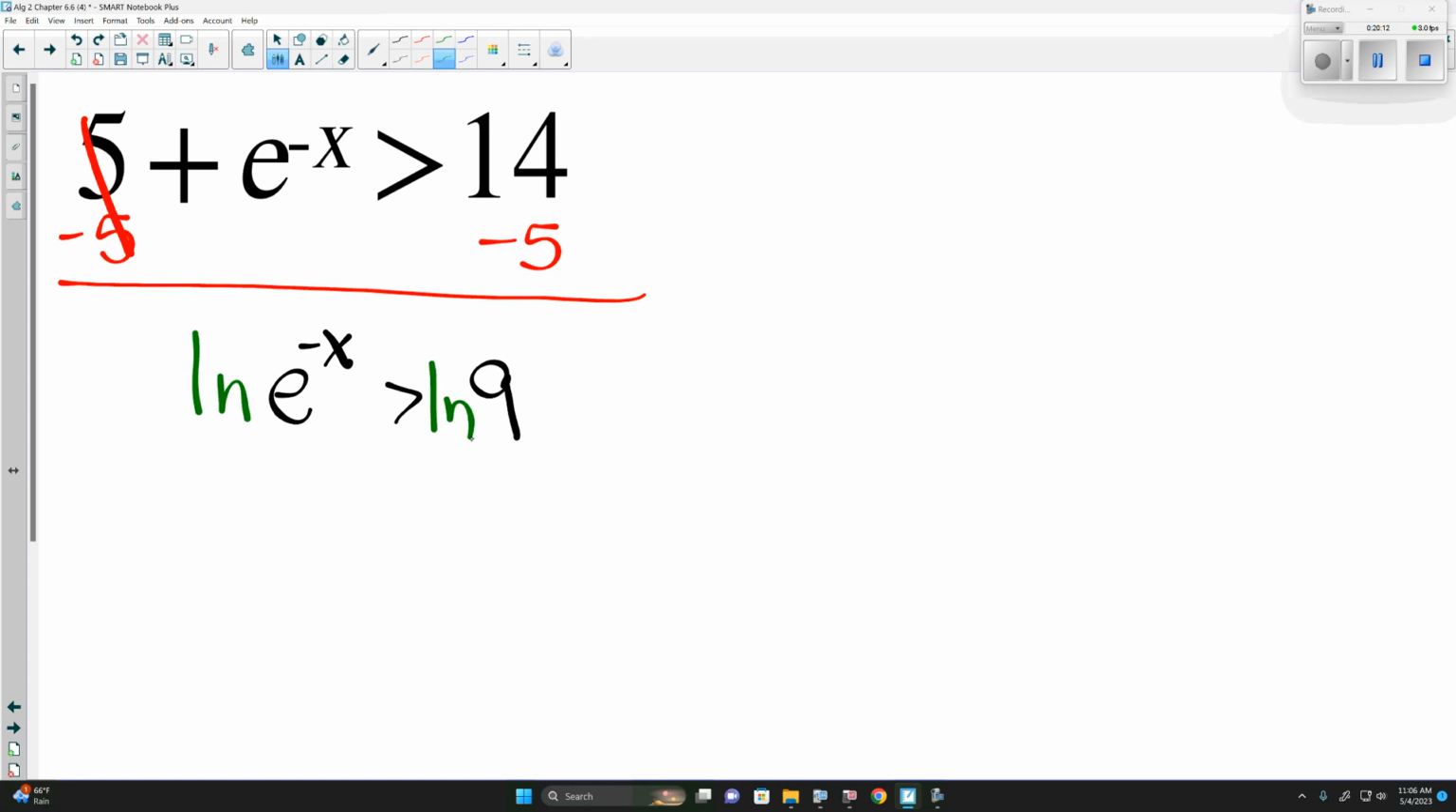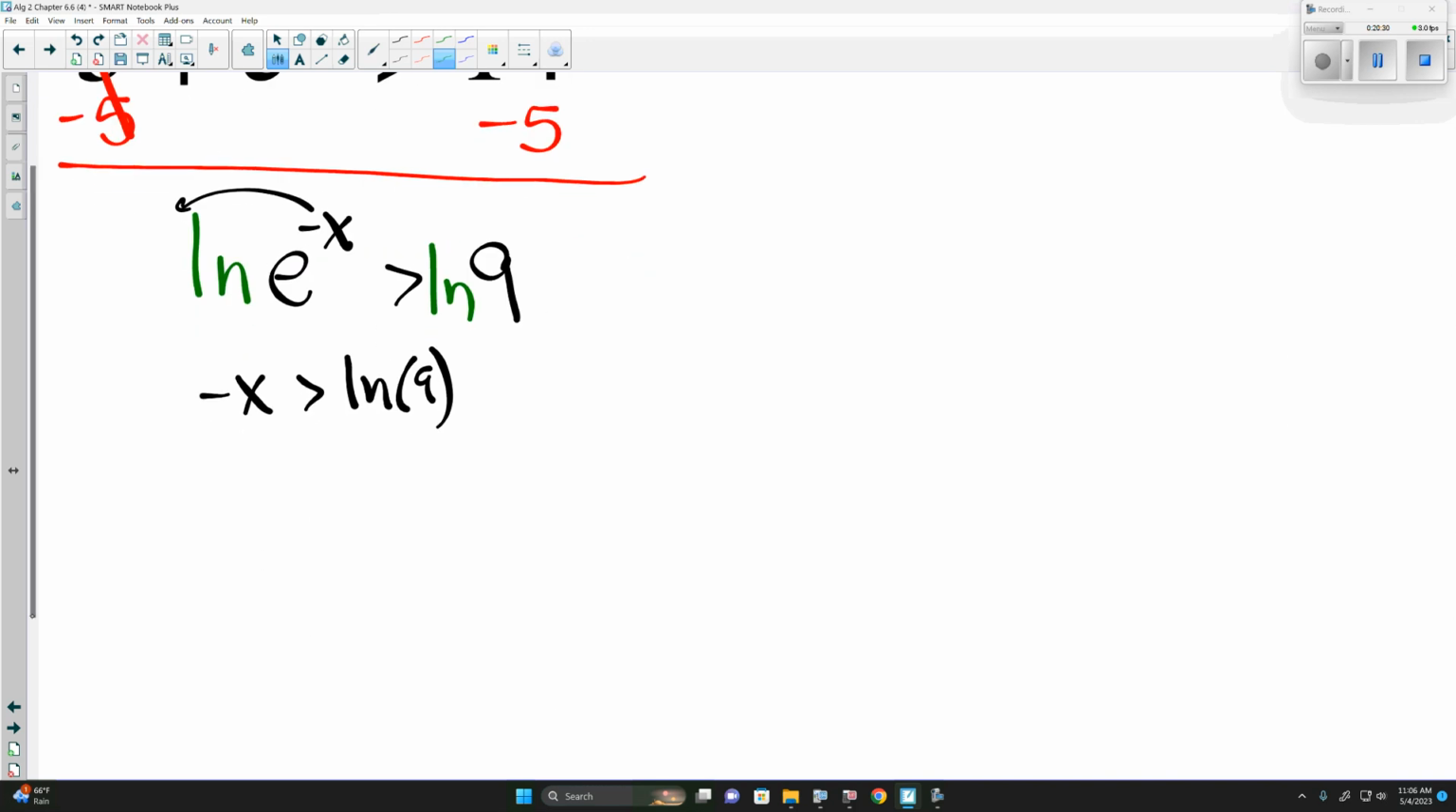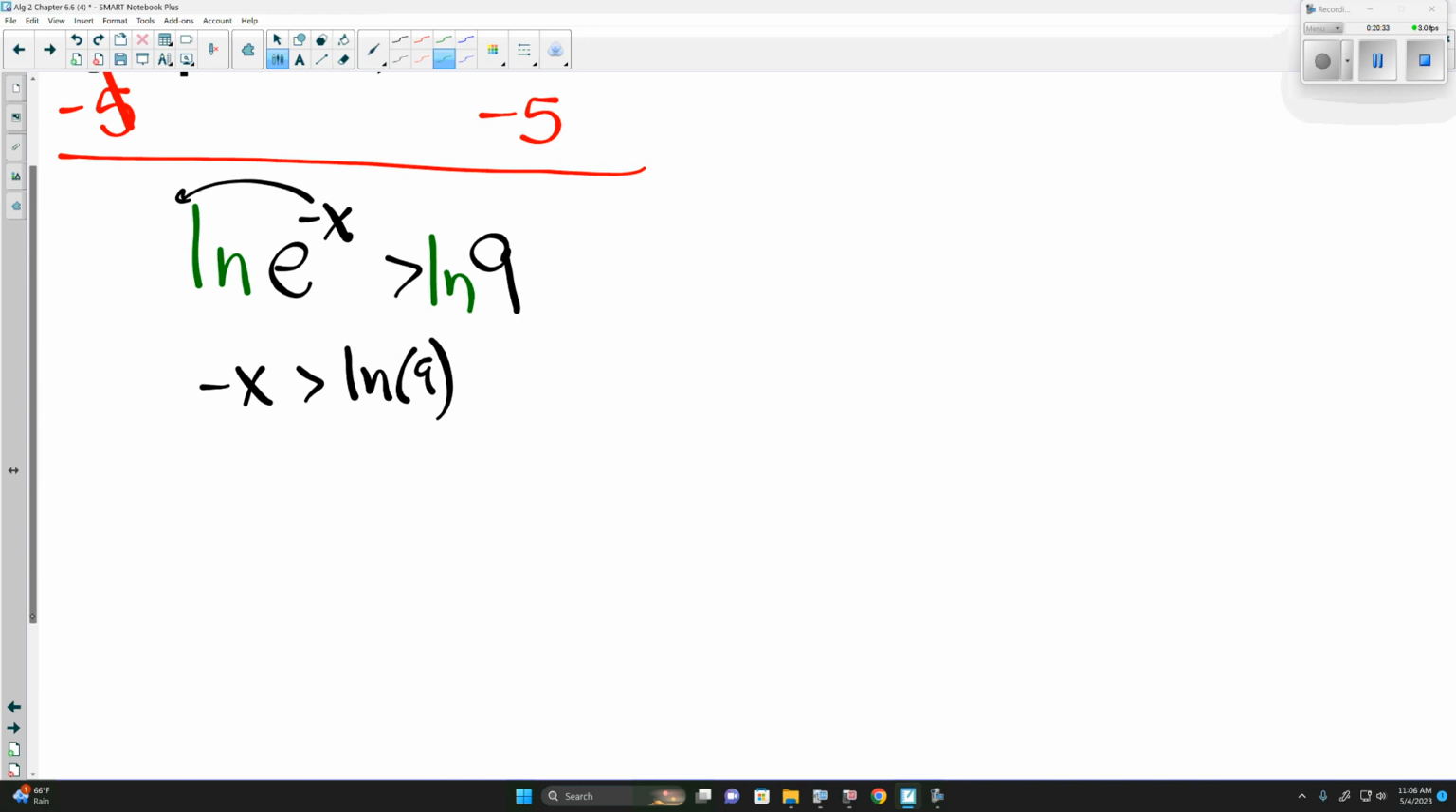We would, guys, apply ln to both sides. Because ln of e is 1, so it simplifies out to 1 times negative x, which is negative x. Now x is by itself. So we can divide both sides by negative 1. Negative x divided by negative 1 is x. And this would be negative ln of 9, but we have to switch the inequality sign because we divided by a negative, telling us x is less than negative ln of 9.